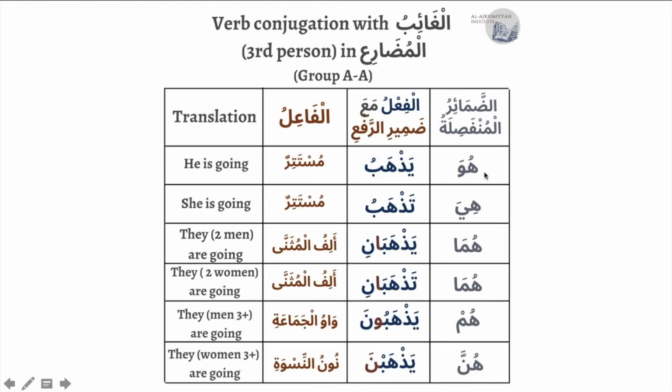Okay. So for huwa, how you do it is that you add a ya at the beginning, and that's pretty much it. Then you put a sukun on the fa kalima, and you change or keep the ayn kalima the same depending on which group it's part of. It becomes yadhabu, which means he is going. If I change the ya to a ta, it means hiya, tadhabu. And I can do this with any verb that I want.